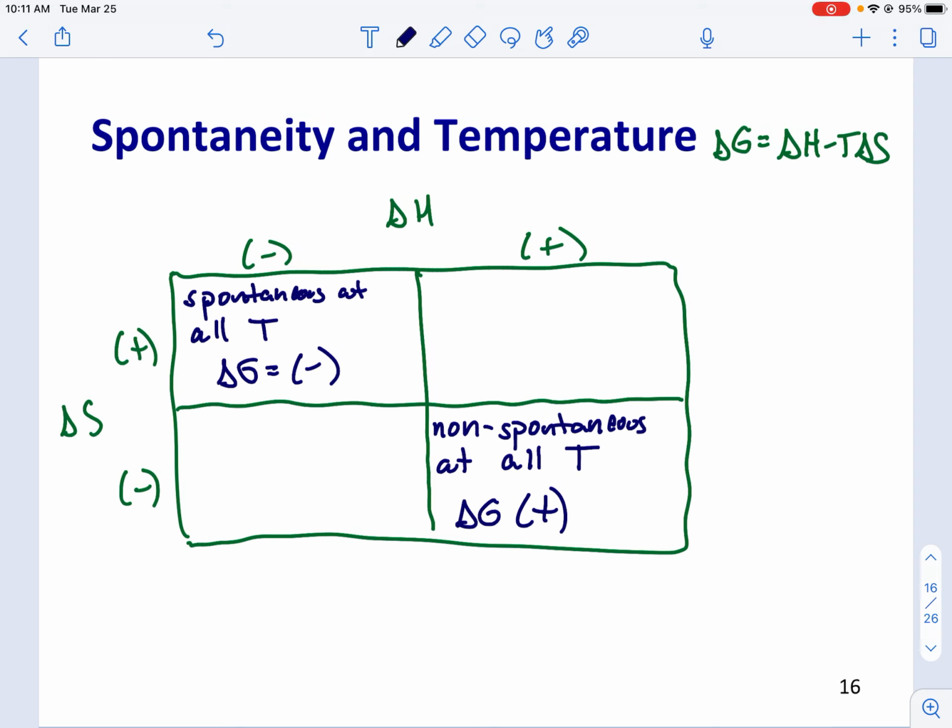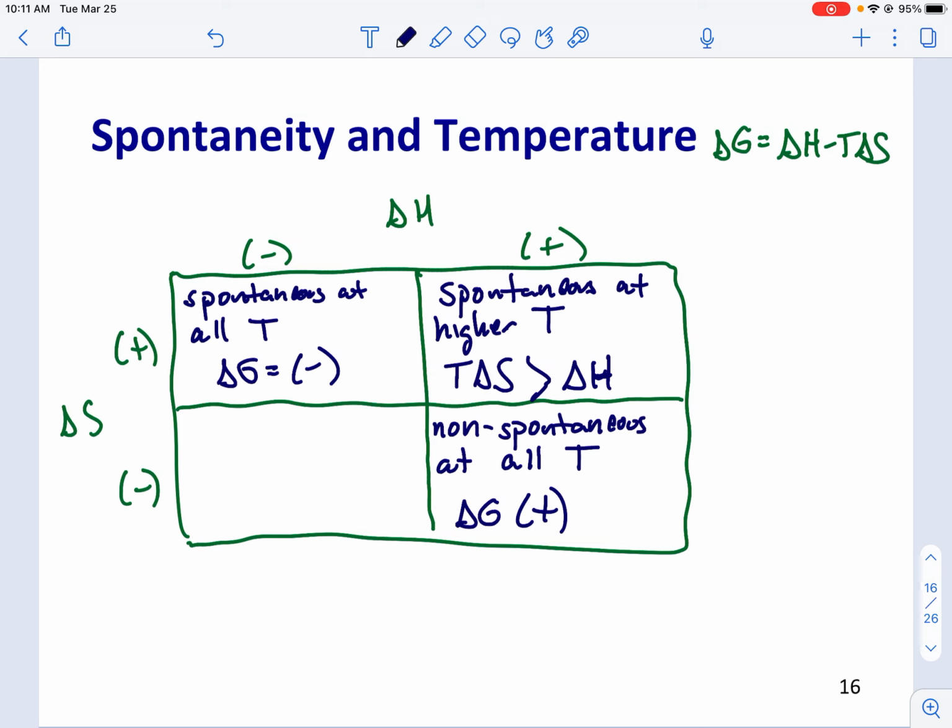So if we have positive and positive, the reaction will be spontaneous at higher temperatures. What do I mean? Because positive delta H is not favorable, but positive delta S is. So there's a conflict. So it's going to be when T delta S is greater than delta H, it'll be spontaneous. Right? So it's when T delta S is larger than the positive delta H, then you'll have a spontaneous system.